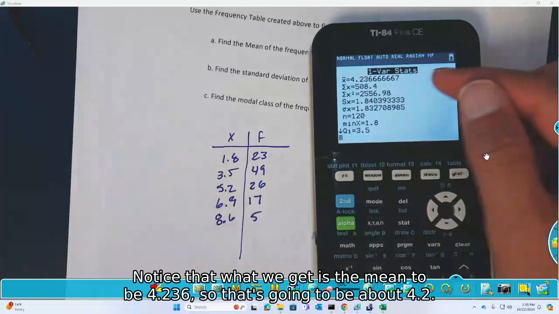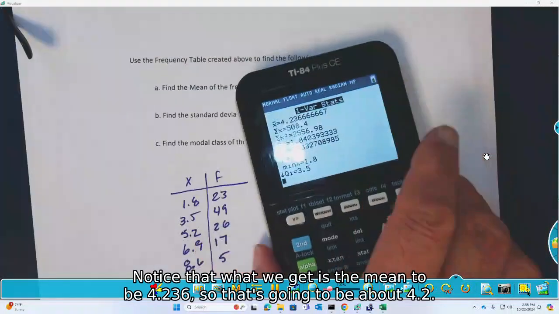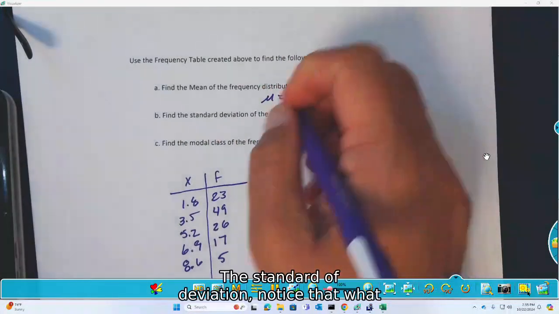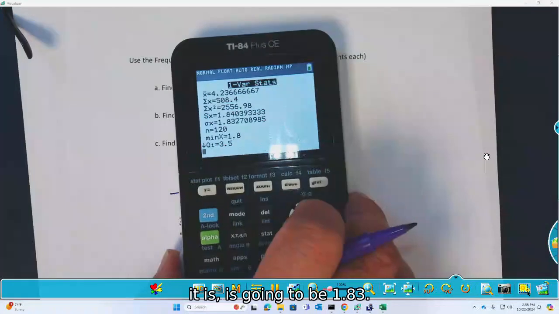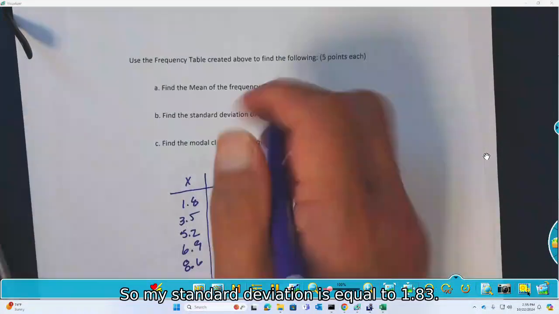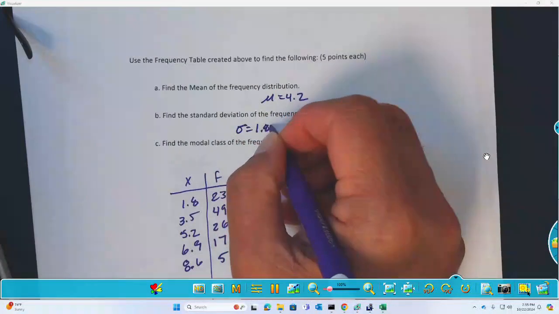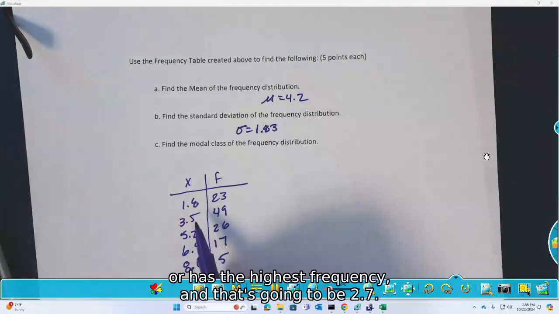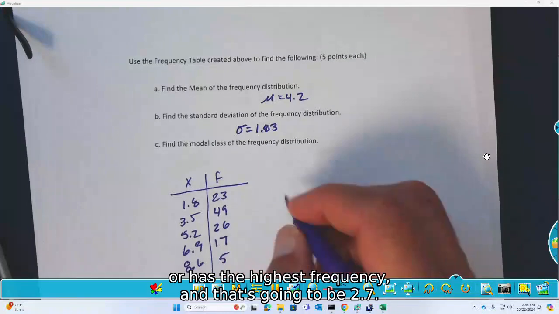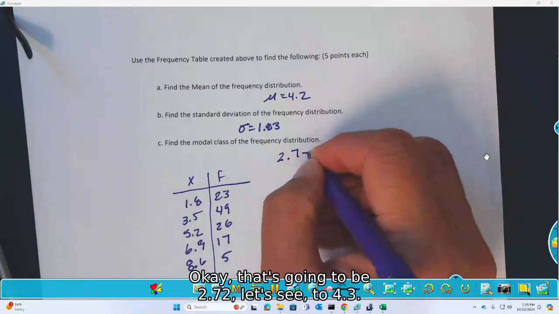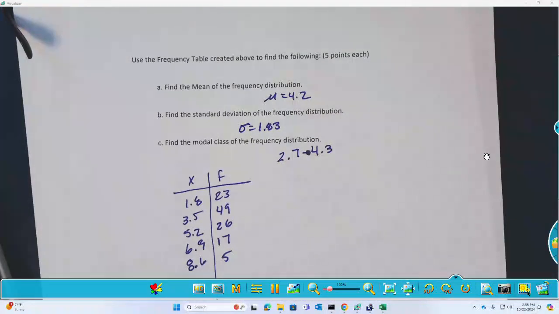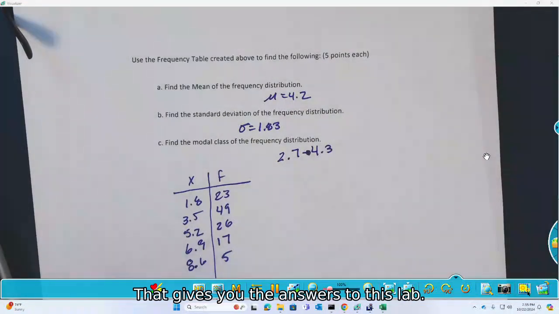Notice that what we get is the mean to be 4.236, so that's about 4.2. So the mean right here is equal to 4.2. The standard deviation is going to be 1.83. And then my modal class is the one that occurs the most often or has the highest frequency, and that's going to be 2.7 to 4.3. That's the one that has the highest frequency with 49. And that gives you the answers to this lab. Thank you.